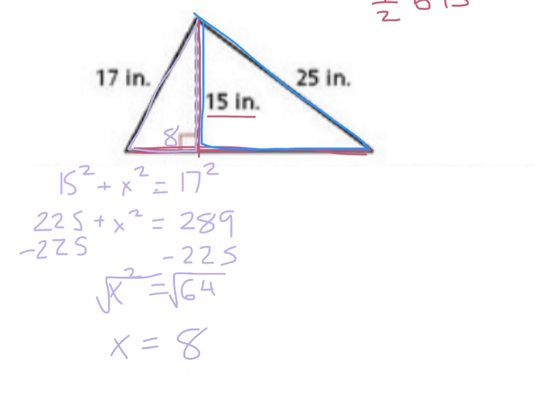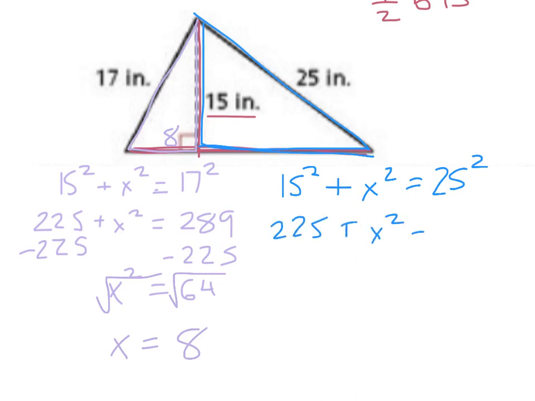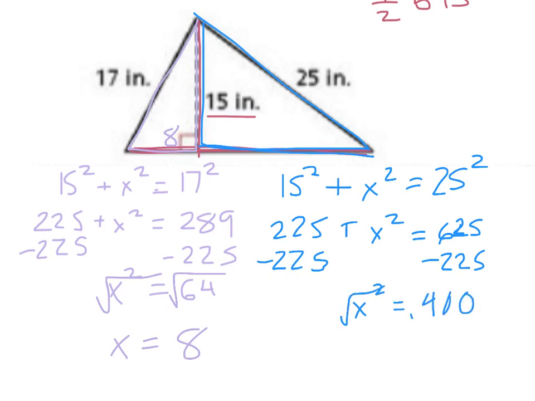And now we need to do Pythagorean theorem to find the missing side of the other triangle. So we have 15 squared plus x squared is equal to 25 squared. 15 squared we said was 225 plus x squared is equal to 25 squared, which is 625. So we subtract 225 from both sides. So we got x squared is equal to 400. Take the square root, x is equal to 20. So this length here is going to be 20.